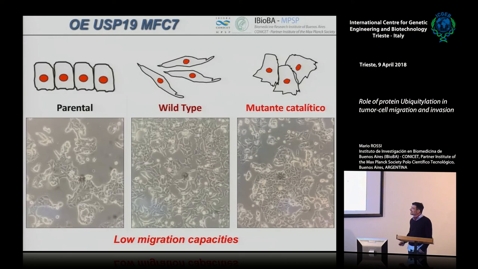The parental cell line grows, as I told you, more epithelial, in cobblestone. When we overexpress USP19, we have a more diffuse and more spindle-like cell type. And when we express the mutant, we still have a phenotype that resembles that. So in a way, we're saying that not only the reduction of USP19 in a very highly migratory cell can have an effect, but also if you take a low migratory cell and overexpress it, it seems that specifically the enzymatic activity was required for this phenomenon.